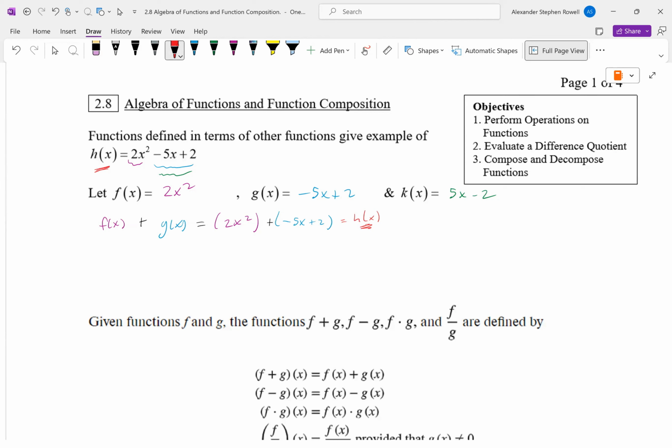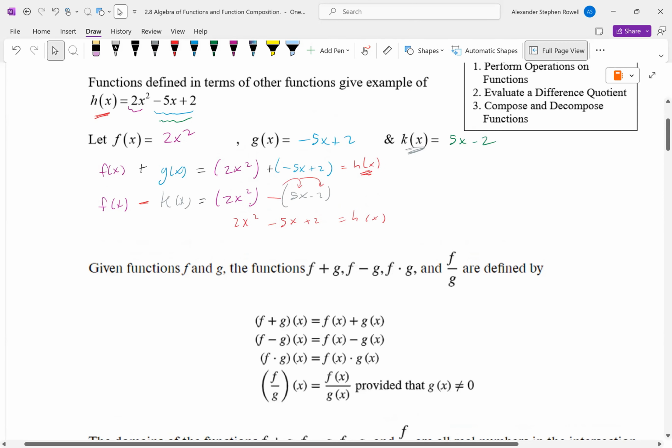How can I combine f and k to create h? So in this case, we could subtract k, and that should give us the original h function. That would be 2x squared minus, and we put k of x in parentheses, 5x minus 2. And after you distribute, we get 2x squared minus 5x plus 2. So it's not unique. There's many ways to break up a function. In fact, infinitely many ways.